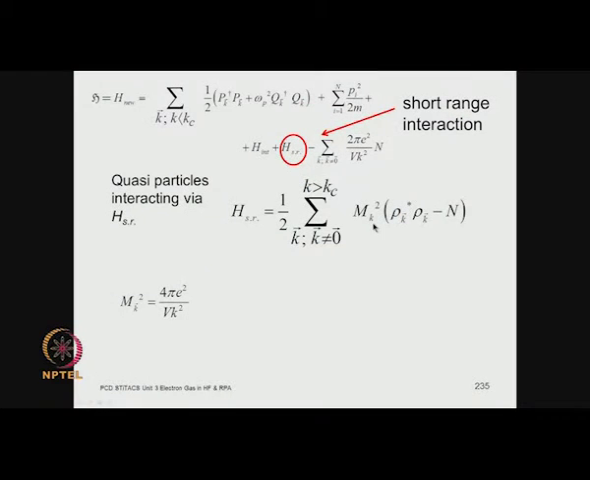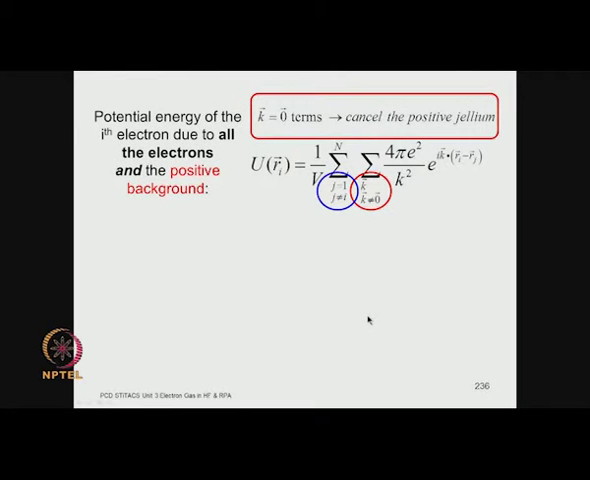Now let us have a look at these terms a little closely. Mk square is this term. Instead of mk square, you have a factor of half here. So you have a half here and a 4 pi here, so that gives you a 2 pi. So this is 2 pi e square over vk square. This is your short range Hamiltonian.